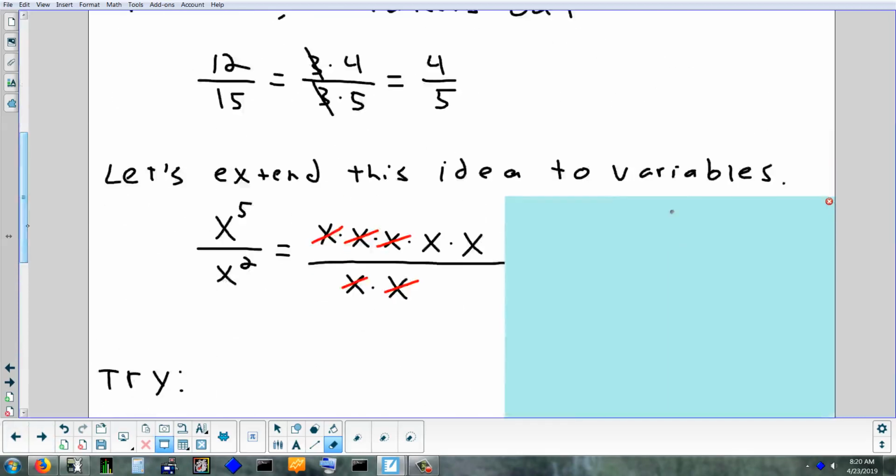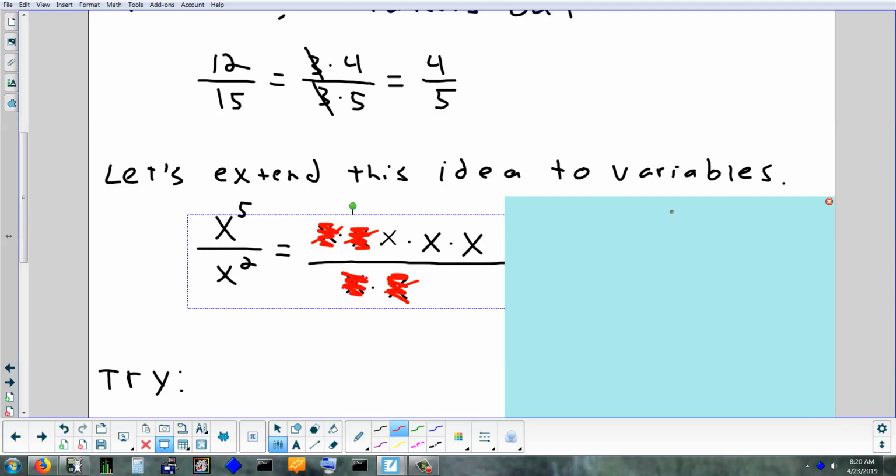So look at what happens. We have 5 copies of x in the top. We have 2 copies of x in the bottom. Do we have the same thing in the top and the bottom? Definitely. We've got an x here and an x here. Gone. We've got an x here and an x here. Gone. How come I can't cross out the next one? Because you did 2 and 2. Yeah, I don't have any more. If I was going to cancel another one from the top, I'd have to cancel another one from the bottom. I can't. So what am I left with? X to the 3rd, right?